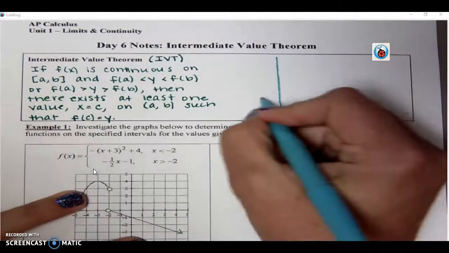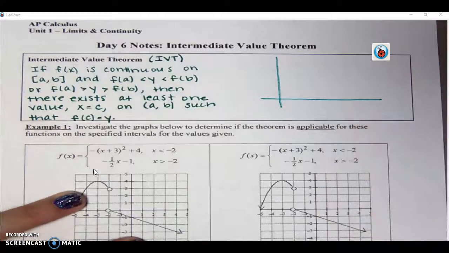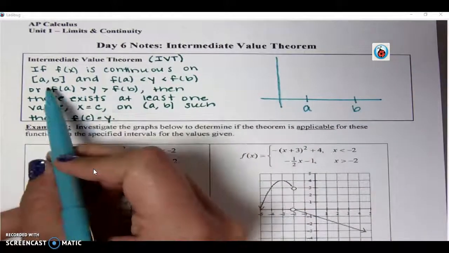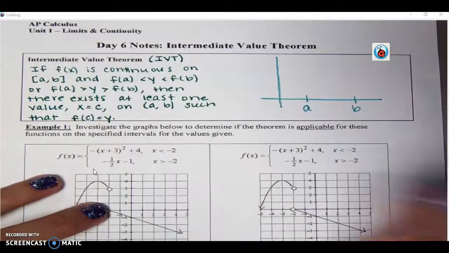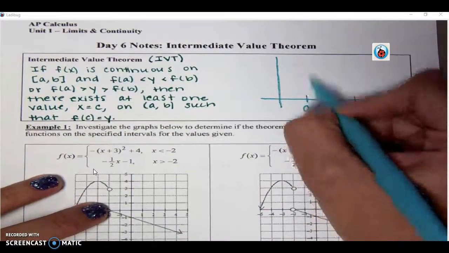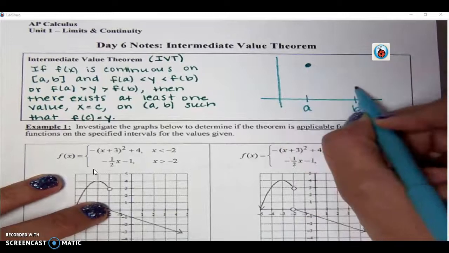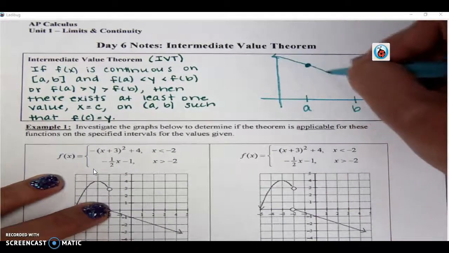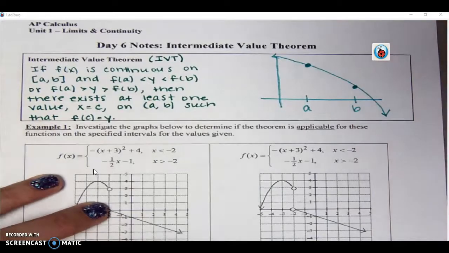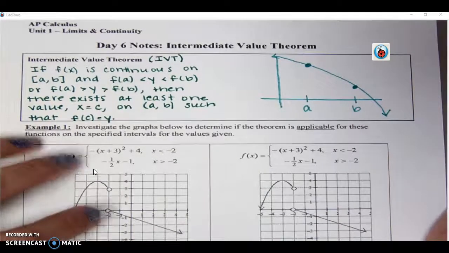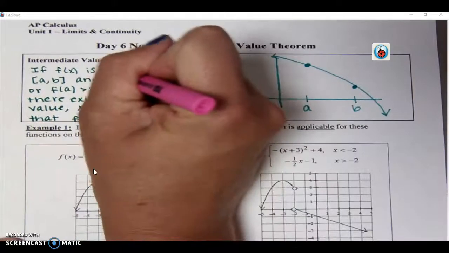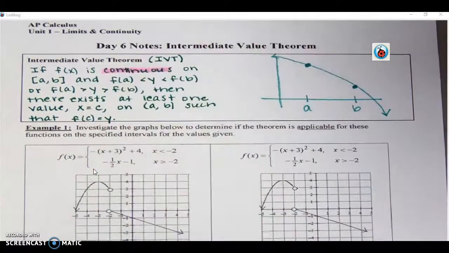So on your graph, you're going to have the x value A, the x value B, because that's what tells you the interval we're looking at. And then I'm going to plot this point here and here, and I'm just going to draw a graph through here. One of the main things it said was it had to be continuous. So the graph has to be continuous on that interval. So it is continuous.